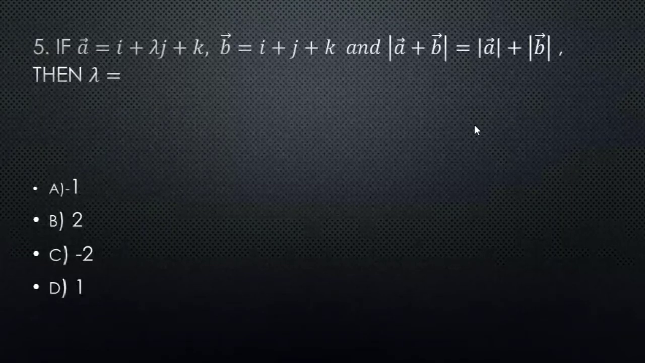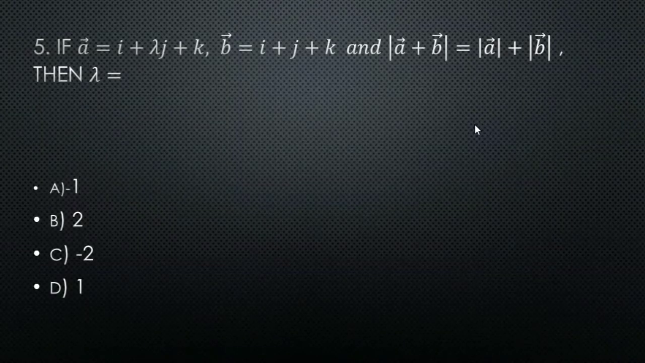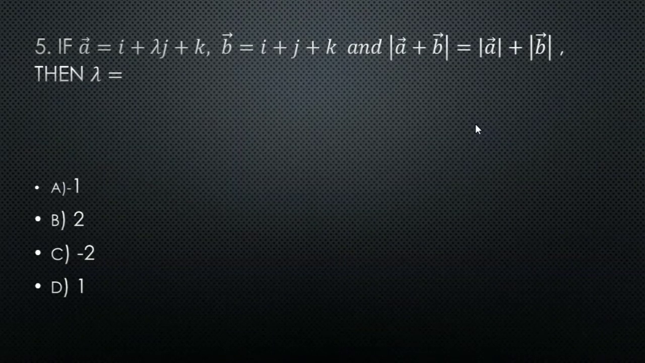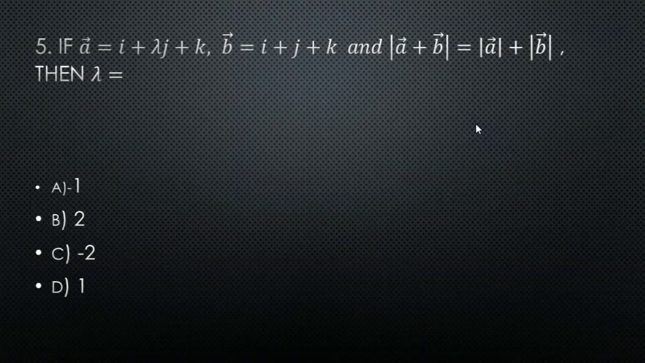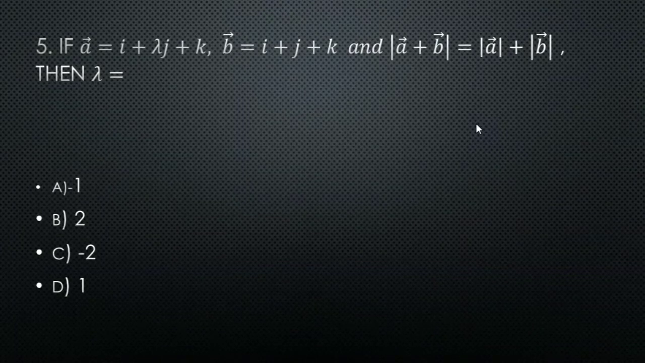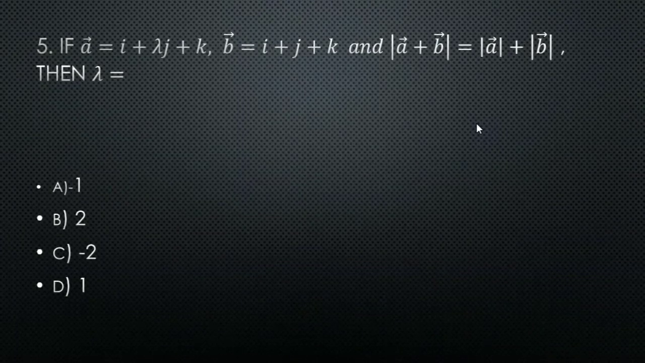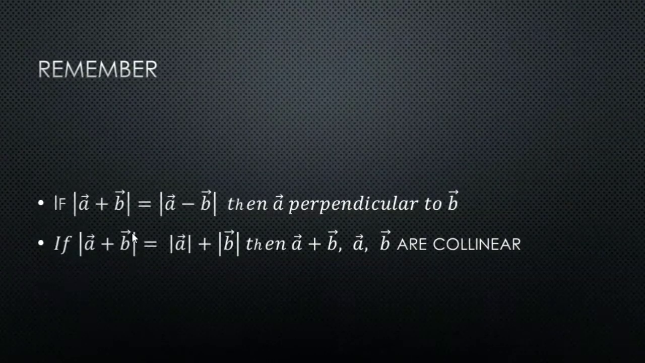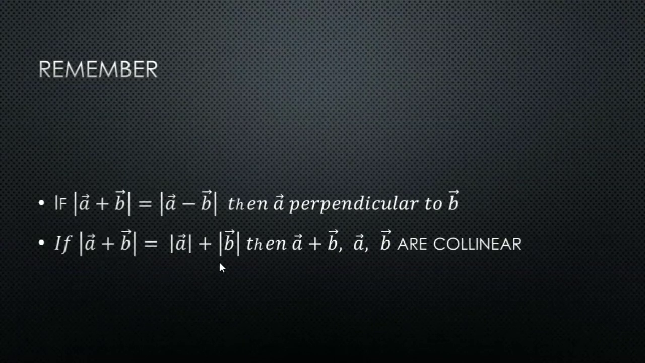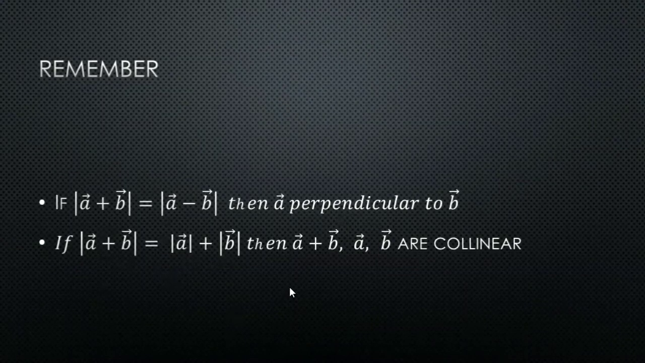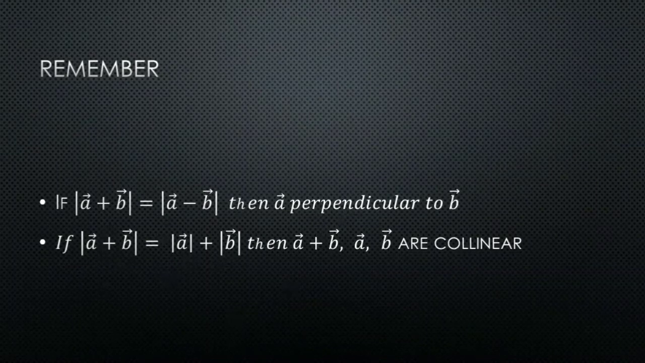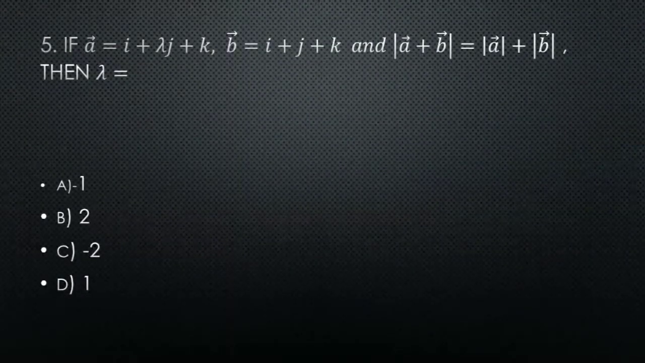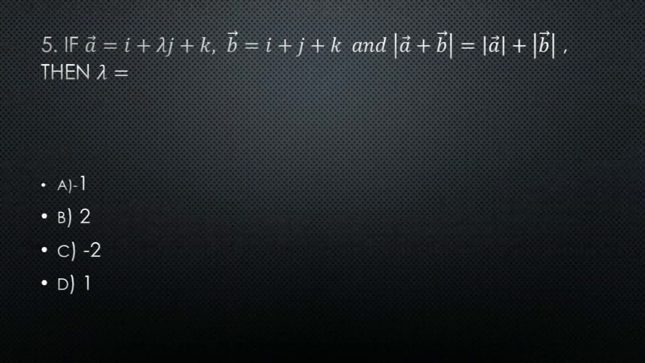See this. If A vector is equal to i plus lambda j plus k, B vector is equal to i plus j plus k, and the magnitude of A vector plus B vector is given as the magnitude of A vector plus the magnitude of B vector, then lambda is equal to? By using the previous result, if this is the condition, then A vector and B vector are collinear. Collinear is nothing but they are parallel to the same line. Whenever two lines are parallel, one should be a multiple of the other. You have studied this, so by using that condition we can find it.